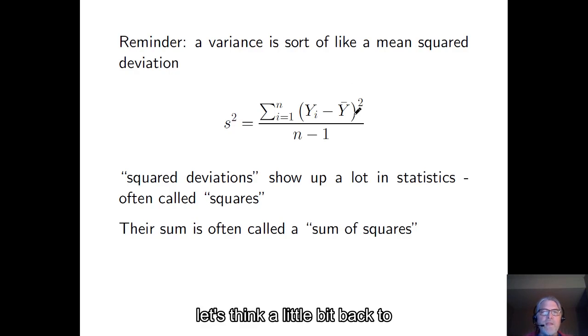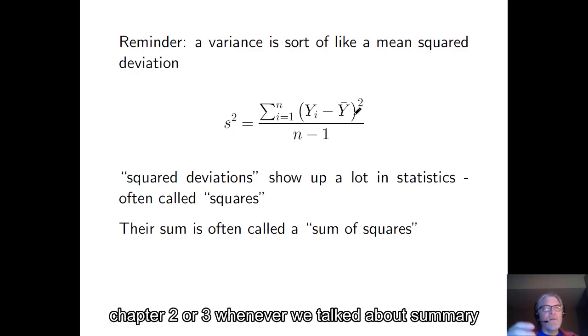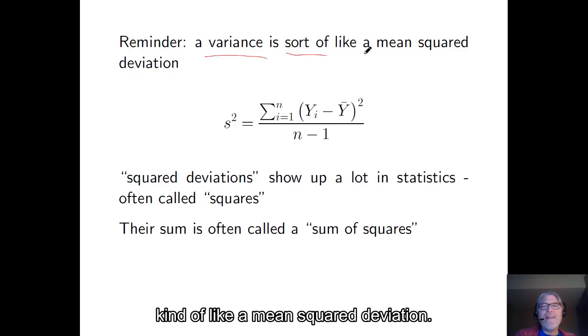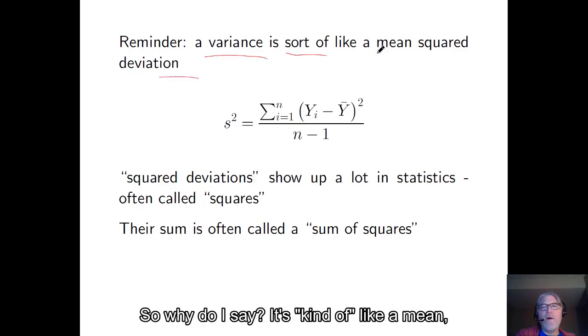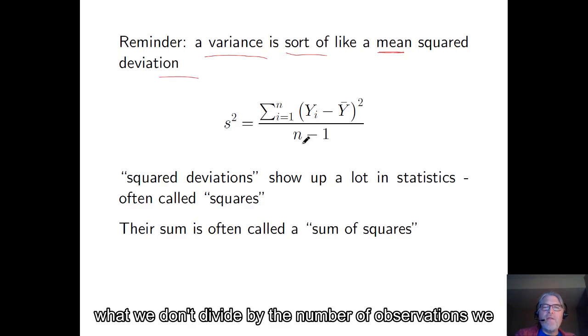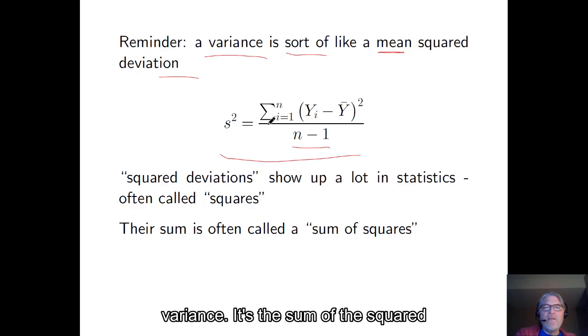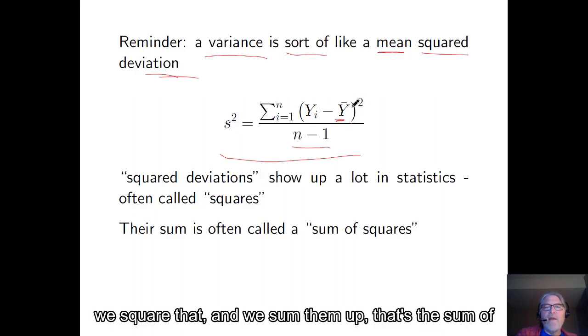So let's think a little bit back to chapter 2 or 3 whenever we talked about summary statistics and what a variance is. A variance is kind of like a mean squared deviation. So why do I say it's kind of like a mean? Well, we don't divide by the number of observations, we divide by n minus 1. But this is the formula we saw earlier for the variance. It's the sum of the squared deviations. A squared deviation from the mean is what we mean by that. So every particular value minus the mean, we square that and we sum them up.